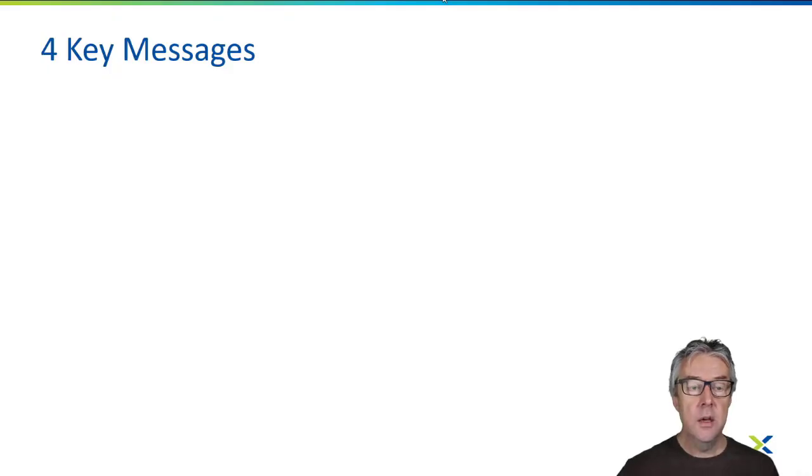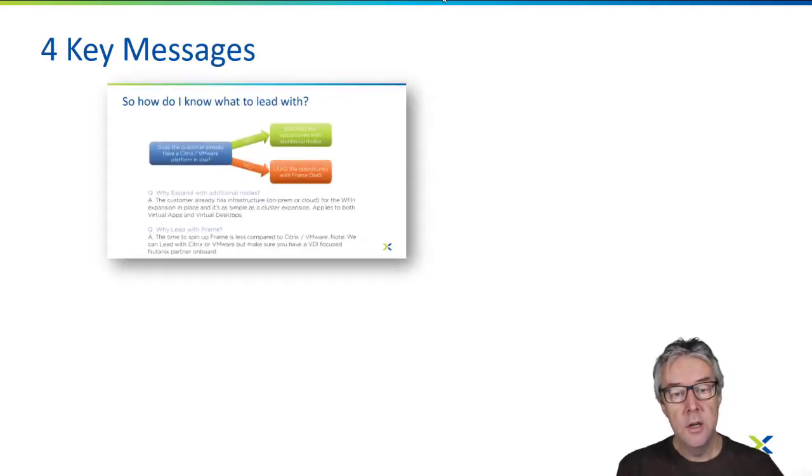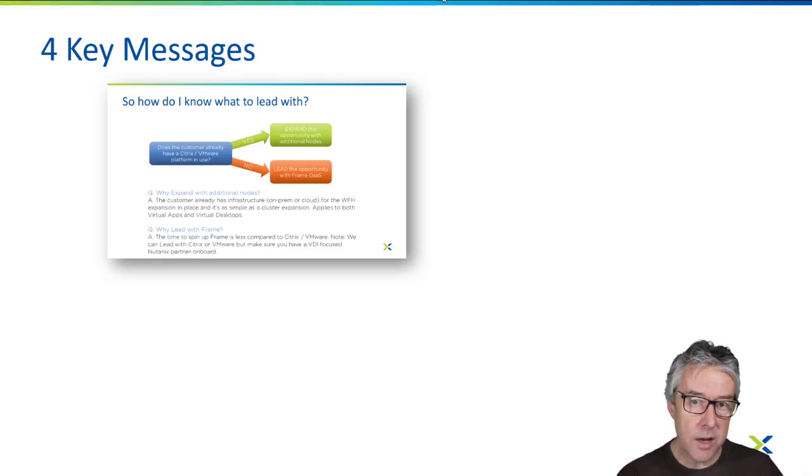So a few closing words. Try to bring all these pieces together as a summary. So I talked about 4 main messages. The first one being what to know or what to lead with. So understanding the customer requirements, be able to help you decide, do I lead with on-prem or do I lead with desktop as a service? The simple question, does your customer already have Citrix or VMware in place? If yes, expand that. If no, if it's completely foreign to them, start with Frame.